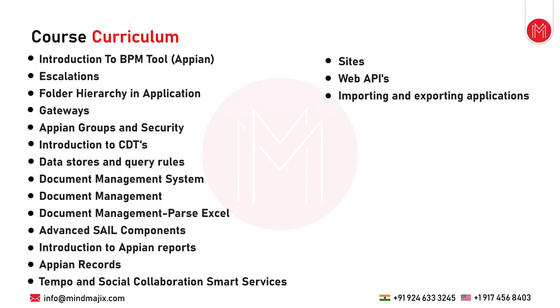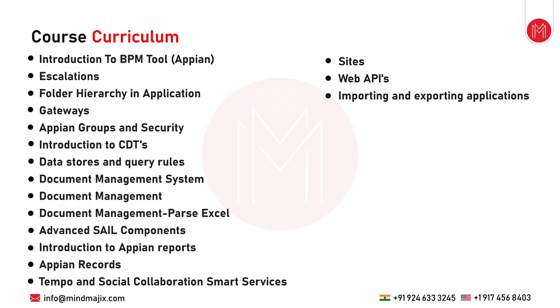Then we have a social collaboration smart service. Appian provides us some smart services for making our work easy. Like we can write our data to the database by just configuring a simple smart service in our process model. Then Appian provides us sites. Sites are the basic interaction part for the user. Like we are working on different sites, similarly, Appian provides us the sites option. We can create our own site.